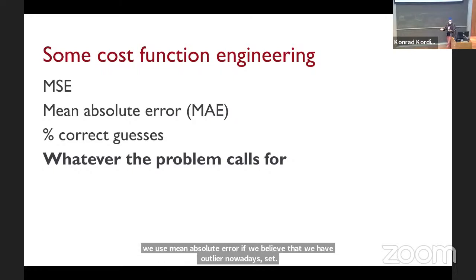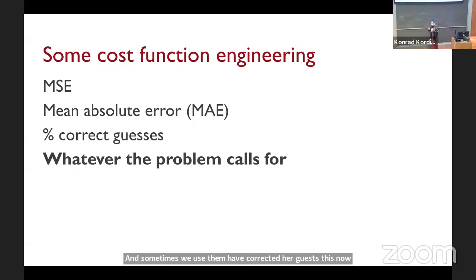And sometimes we use the number of correct guesses. Now, if you will solve real-world machine learning problems, what's the objective function that you should use?